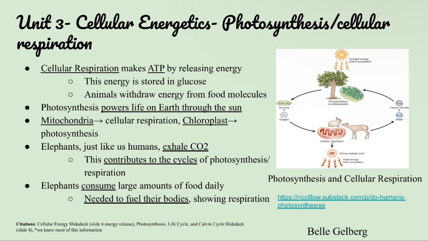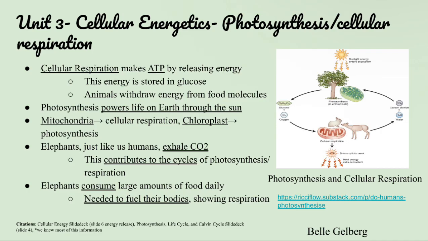So cellular respiration and photosynthesis both have different energy resources, like animals and plants: mitochondria, cellular respiration in animals, chloroplasts, photosynthesis in plants. And then to connect it to elephants, just like us, they exhale CO2, which is shown in the model as the animals release CO2 in water, and then it goes back to the plants and contributes to the whole cycle of photosynthesis and cellular respiration.